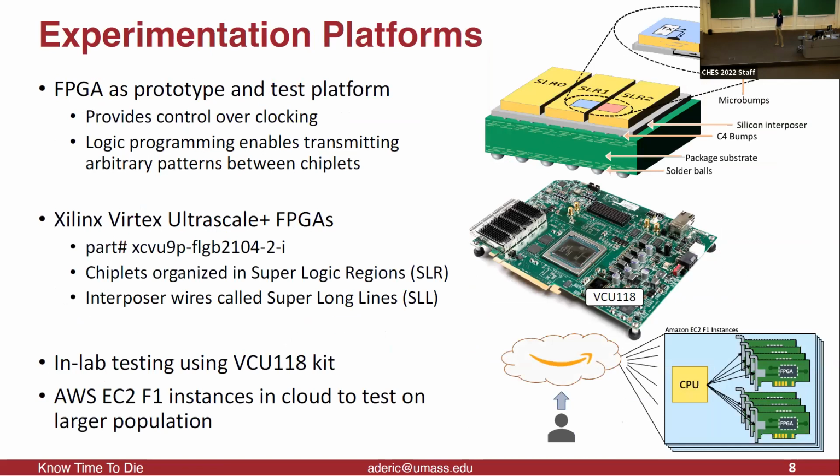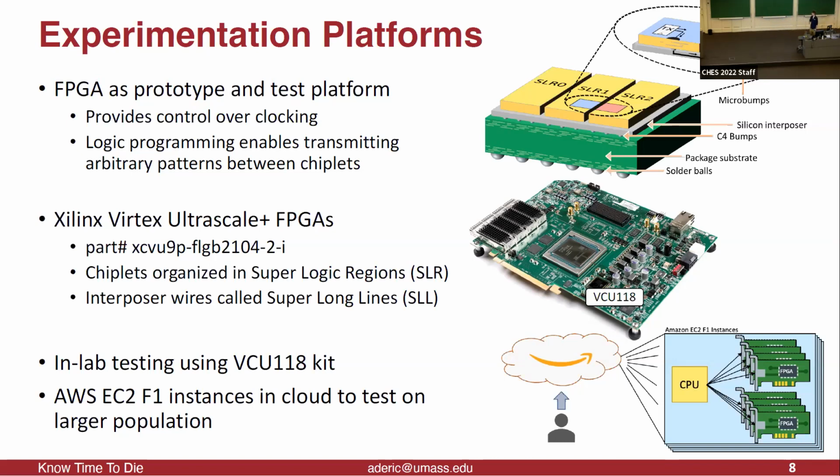We use mainly Xilinx FPGAs, and so you can see one pictured in the top right. You can see that these FPGAs, Virtex UltraScale+, are actually based on chiplets. So they're basically what we want. And I should mention, I'm going to give you a couple notes here. These chiplets, Xilinx actually calls them super logic regions. So whenever you see SLR, just think chiplet. And then also the wires that go through the interposer, they call them super long lines, which, you know, whatever. But whenever you see SLL, think wires.